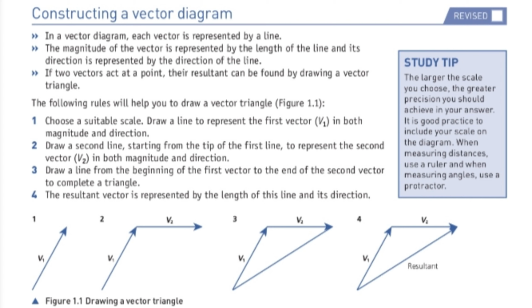Choose a suitable scale. Draw a line to represent the first vector v1 in both magnitude and direction. Draw a second line starting from the tip of the first line to represent the second vector v2 in both magnitude and direction. Draw a line from the beginning of the first vector to the end of the second vector to complete a triangle. The resultant vector is represented by the length of this line and its direction.